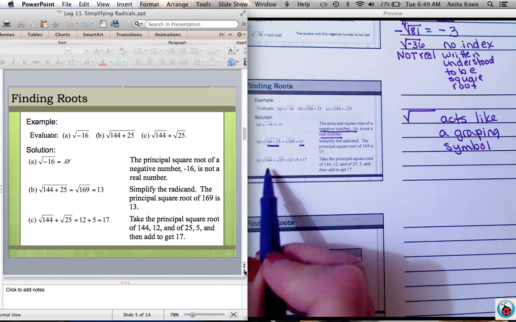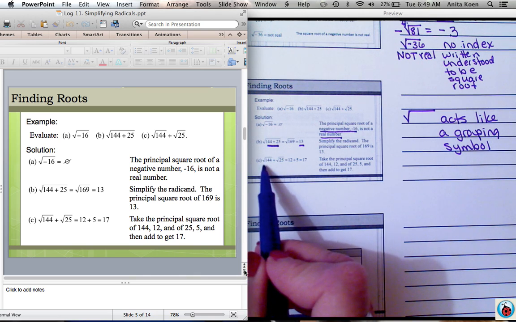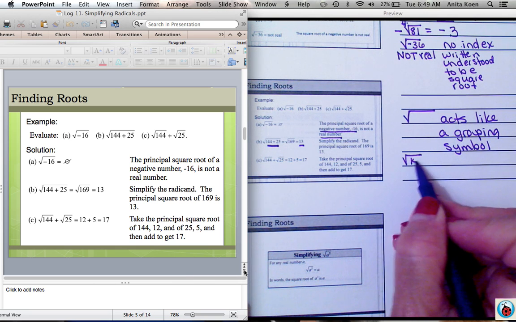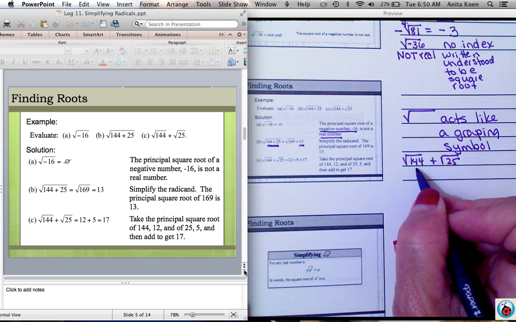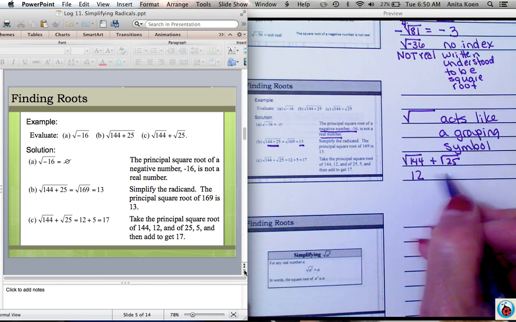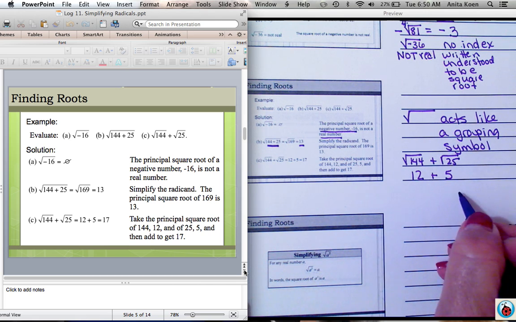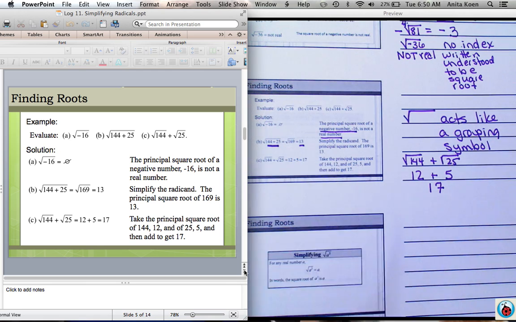Now remember that the square root acts like a grouping symbol. So in this case, I'm going to do what's under the grouping symbol first. So I'm going to say the square root of 144 plus the square root of 25. Well, what's under the grouping symbol is just the radicand. So I'm going to take the square root of 144, which gives me 12. And I'm going to take the square root of 25, which gives me 5. And then I'm going to add those two together to get an answer of 17. Remember that your square root acts like a grouping symbol, so you have to do what's under the radical first, then simplify.